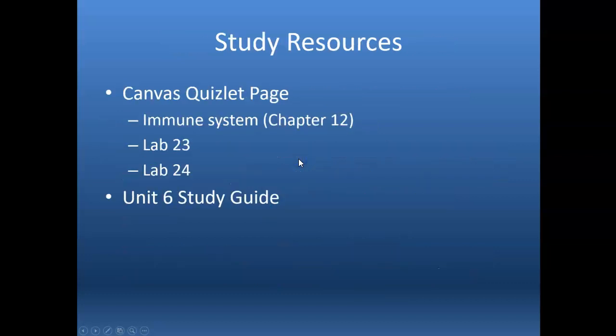Okay, and then study resources that you have available to you. So, including on Canvas, on the Quizlet page, information, there was no lab for the immune system. So, if you look to see Chapter 12 available there, and you can look at the Chapter 12 stuff. And then Lab 23 and Lab 24 do have their own separate Quizlet pages, and that's broken down further by sections. And then there's a Unit 6 study guide. I'm going to go over the next few slides, which is actually on that study guide.